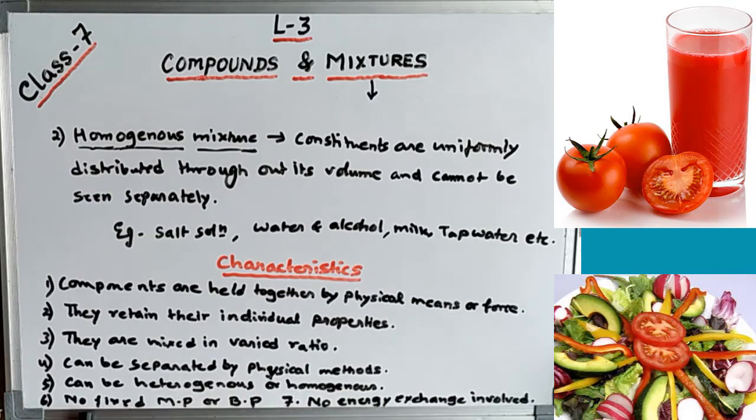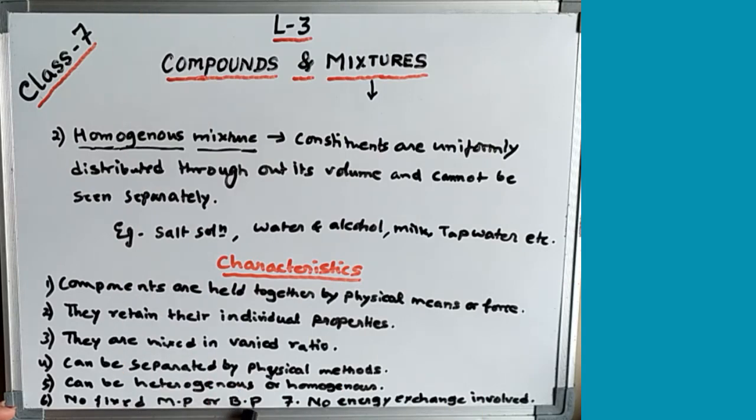The next is no fixed melting point or boiling point. In short, I have written, children, that compounds are made up of elements. So element and compound, they are all pure substances, so they have a fixed melting and boiling point. But a mixture is an impure substance, so its melting and boiling points are not fixed.